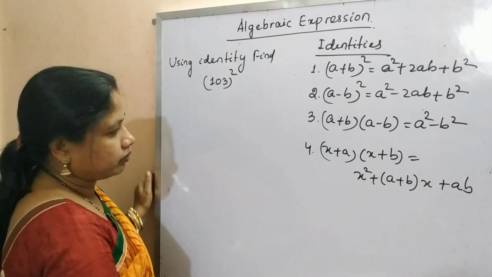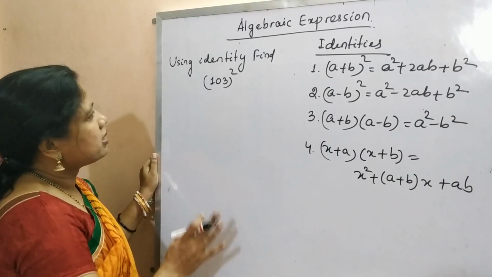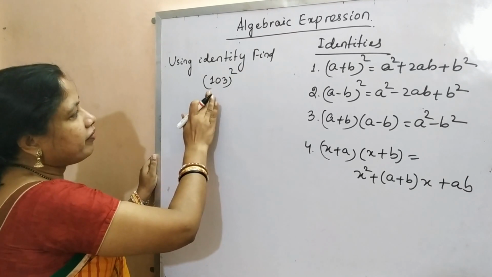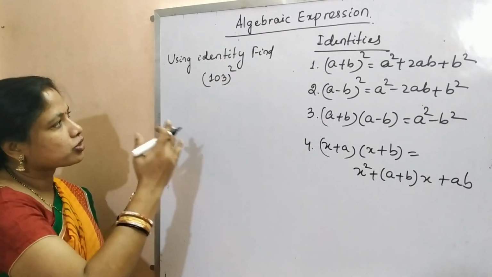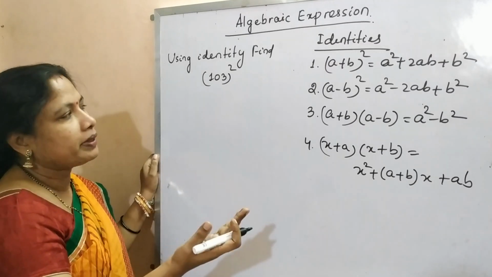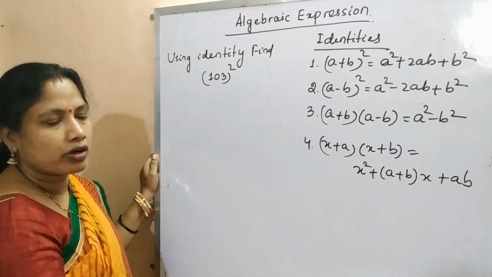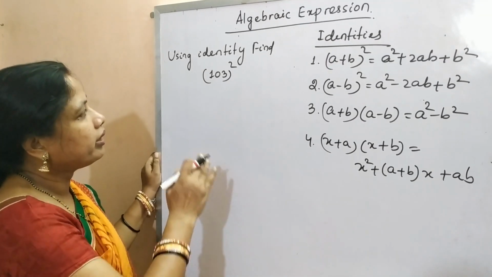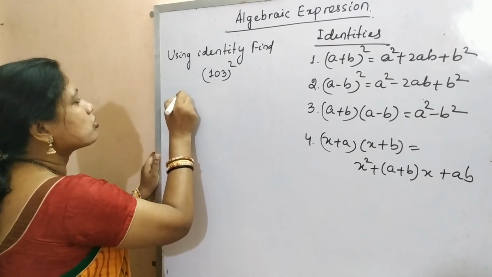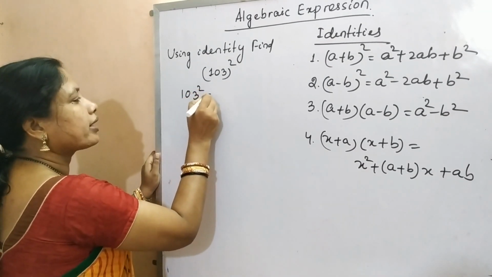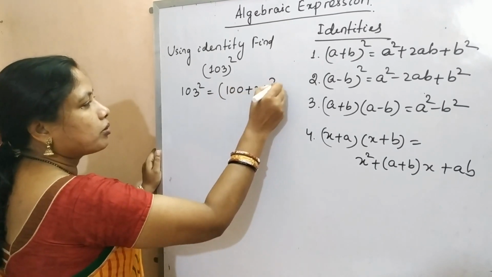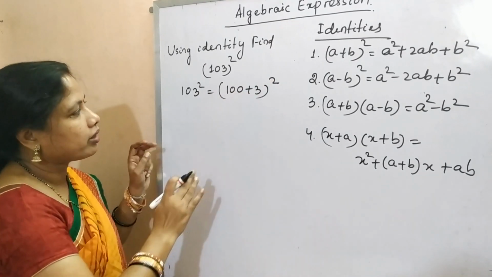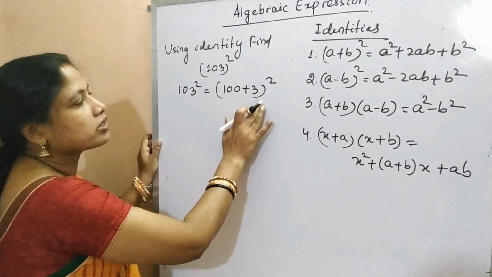So this is the answer. Next example, using identity, find 103 whole square. We can find 103 square by multiplication, 103 multiplied with 103, but here we will use the identity. So 103 square can be written as 100 plus 3 whole square, for our easy calculation.